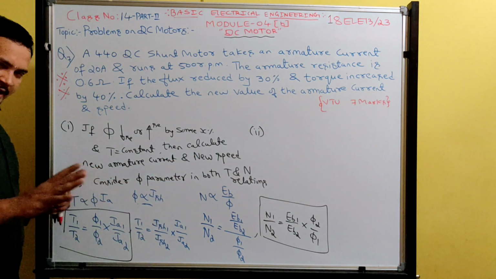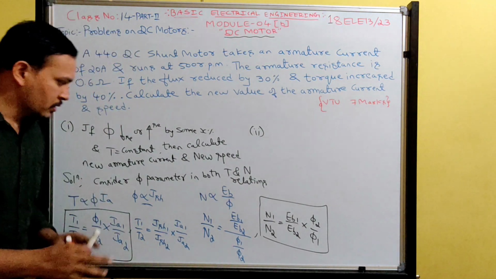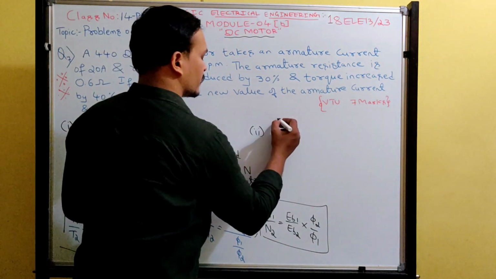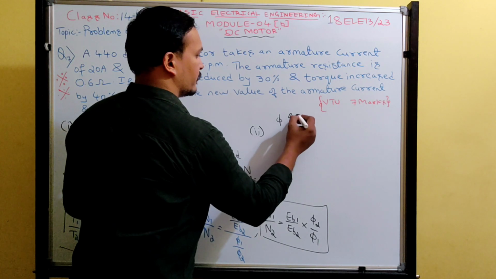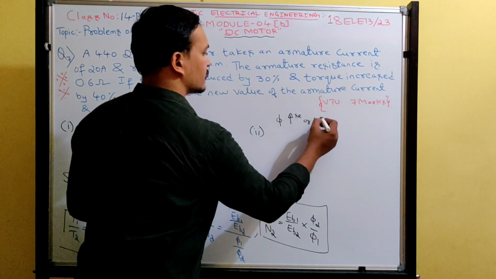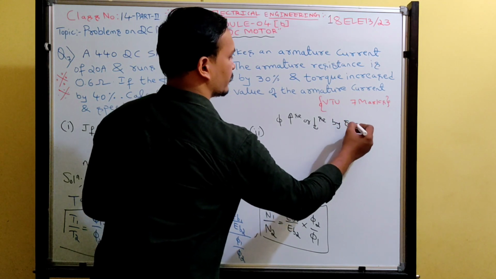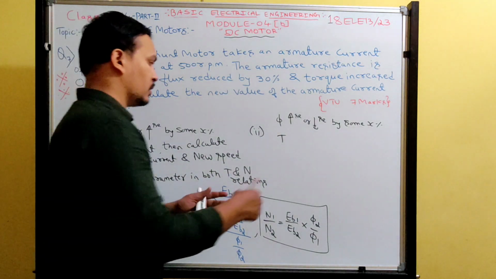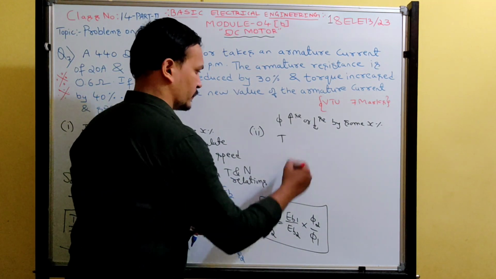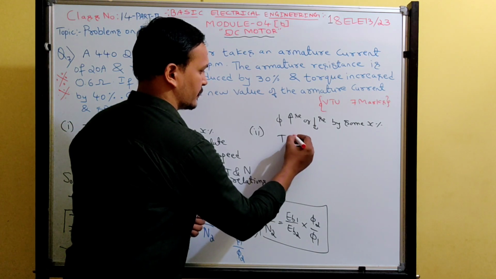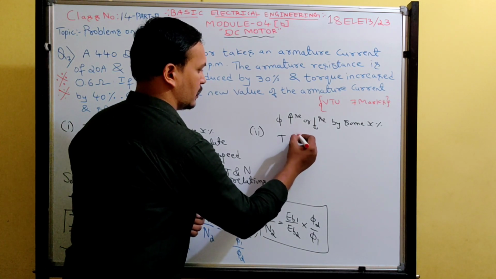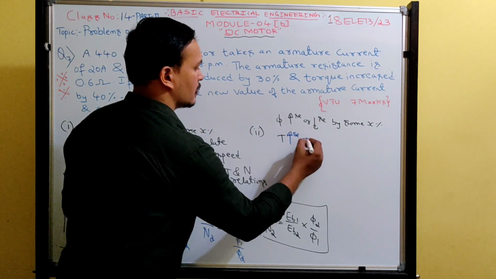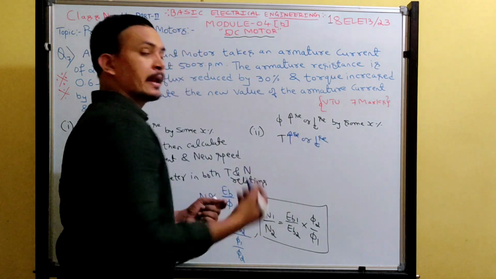Next, the other case. Now pause the video, copy down this entire part. So the next case is, flux increases or decreases by some x%, and also torque also increases. So let me write this. Torque also increases, or torque decreases. Anything can happen, vice versa.